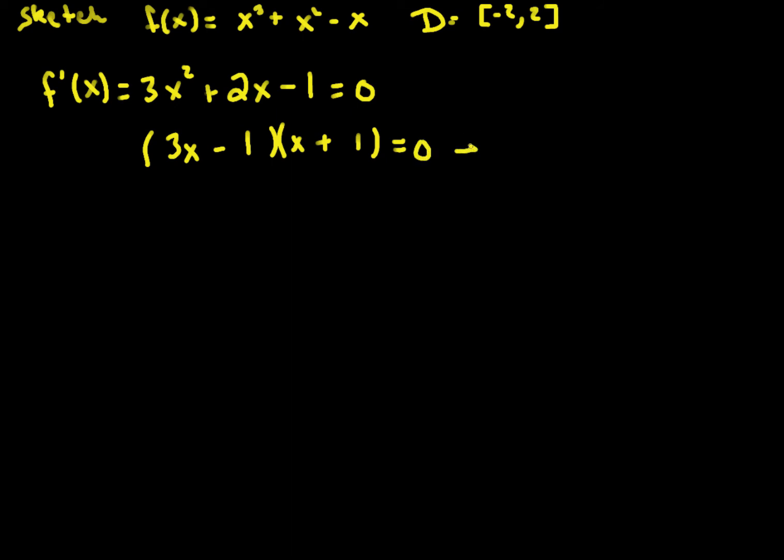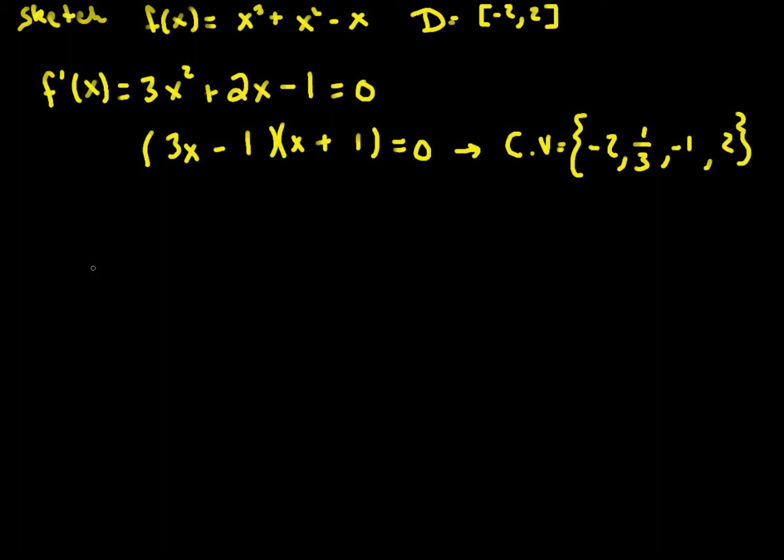So this tells us that our critical values are going to be, well, our endpoints, so negative 2. Then we have a 1/3 from here. We have a negative 1 from here. And then we have our endpoint 2. So those are our critical values.